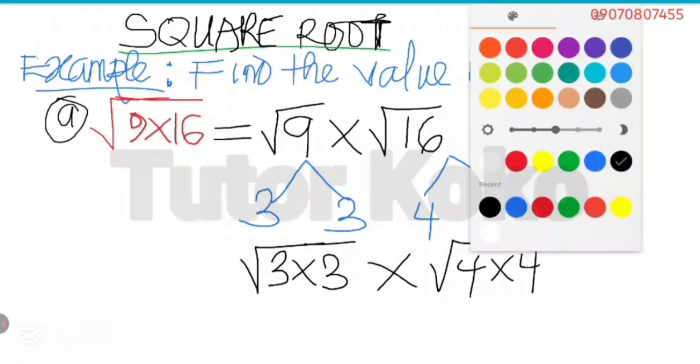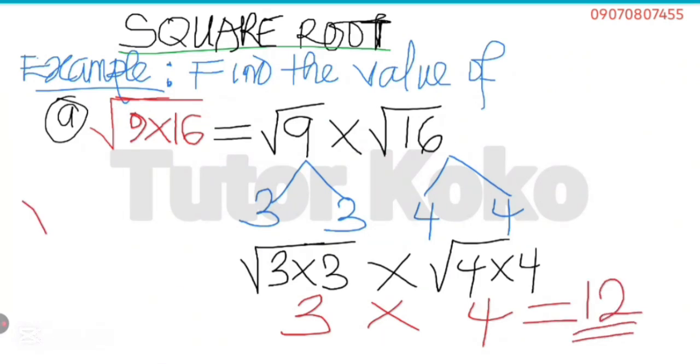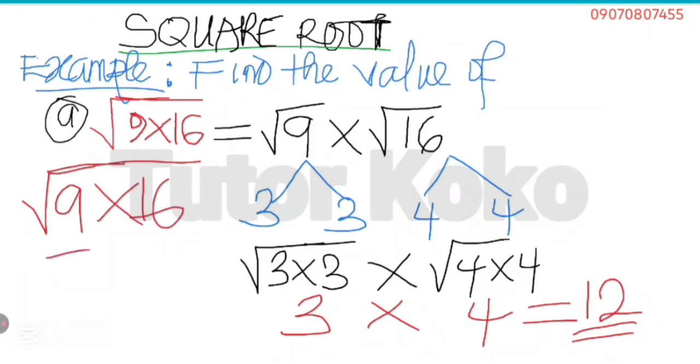So if you pick only one, you're going to get 3 here. Then if you pick only one, you're going to get what? 4. You must always pick one. That's why the two numbers must be the same thing. So that means that the square root of 9 multiplied by 16, the square root is what?